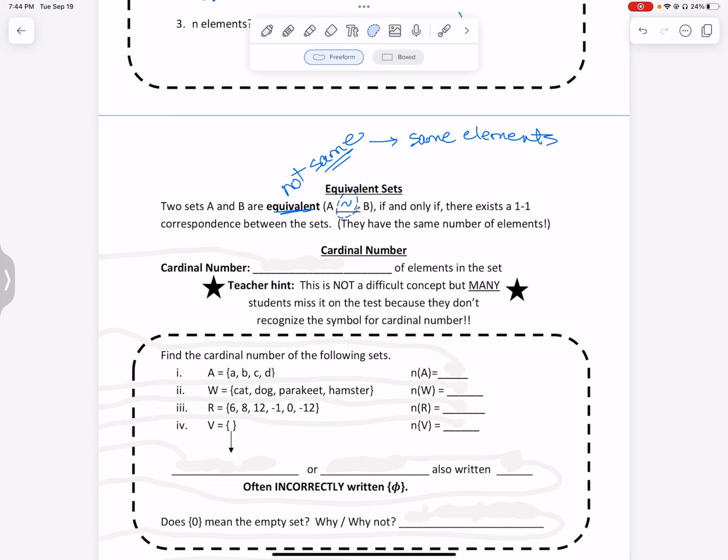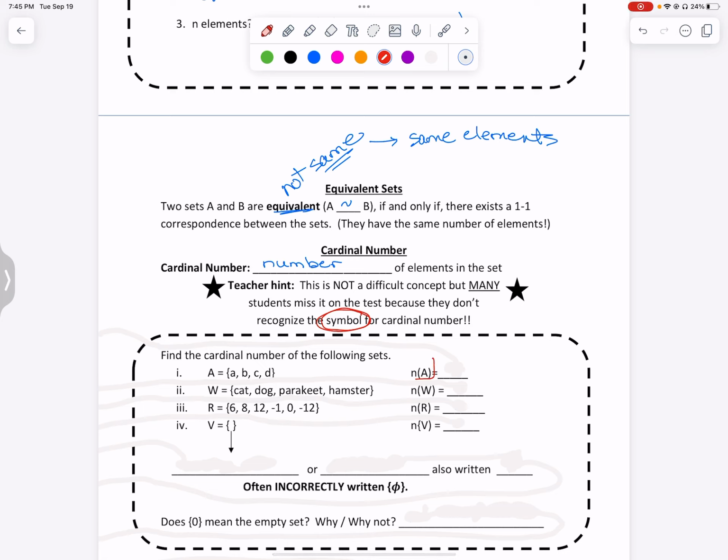Okay, here is a special word, cardinal number, and a cardinal number is the number of elements in the set. You count how many elements are in the set. This is a hint from the test. It's not a difficult concept, right? You just count how many elements are in the set. You write down that number, okay? But students miss it because they do not recognize the symbol for the cardinal number.